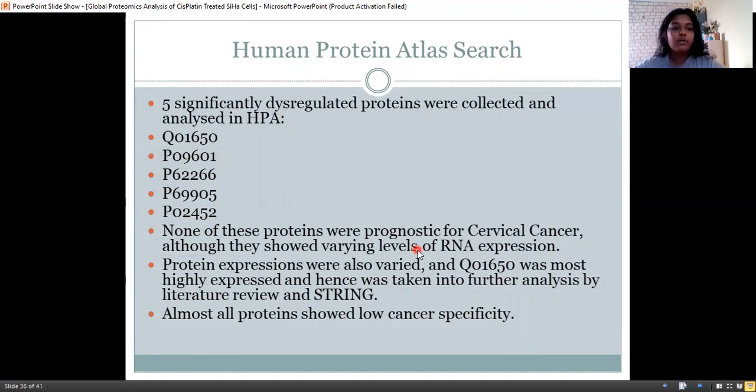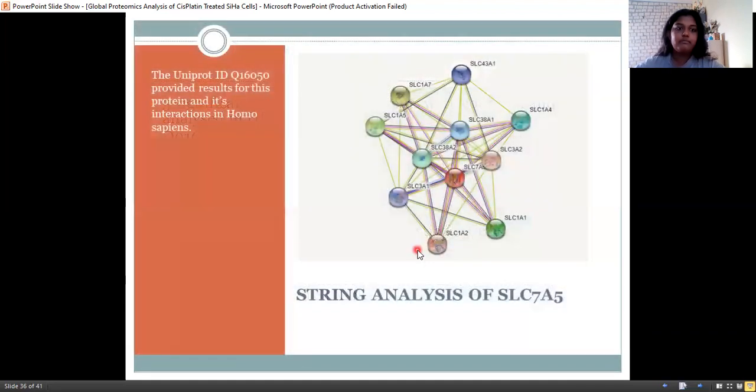And the interesting part was almost all of these proteins showed low cancer specificity. That meant that all of these proteins were already present in many different types of cancers, and they don't have any specific identity to a certain cancer.